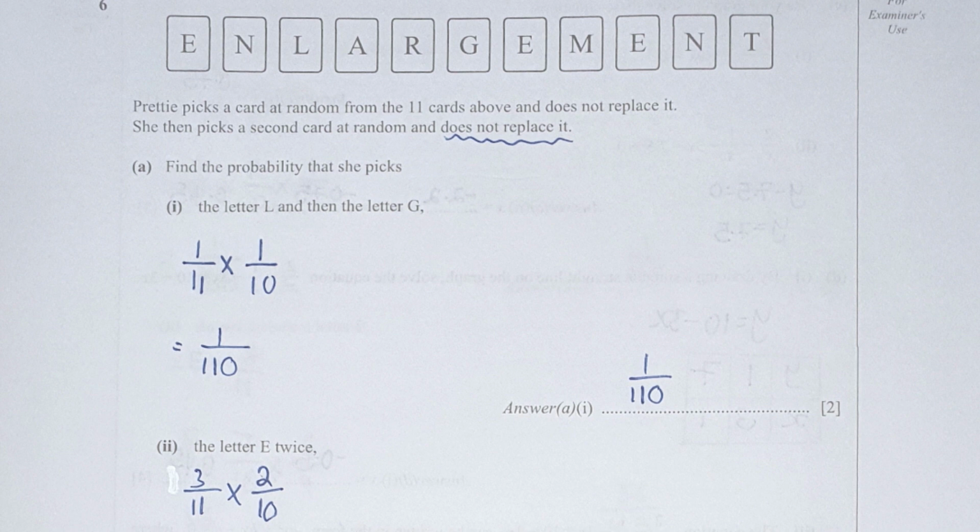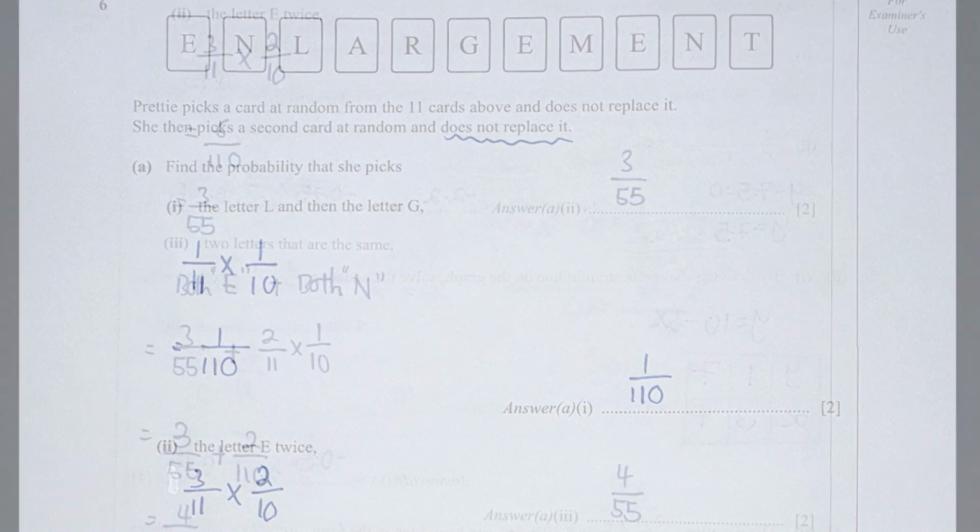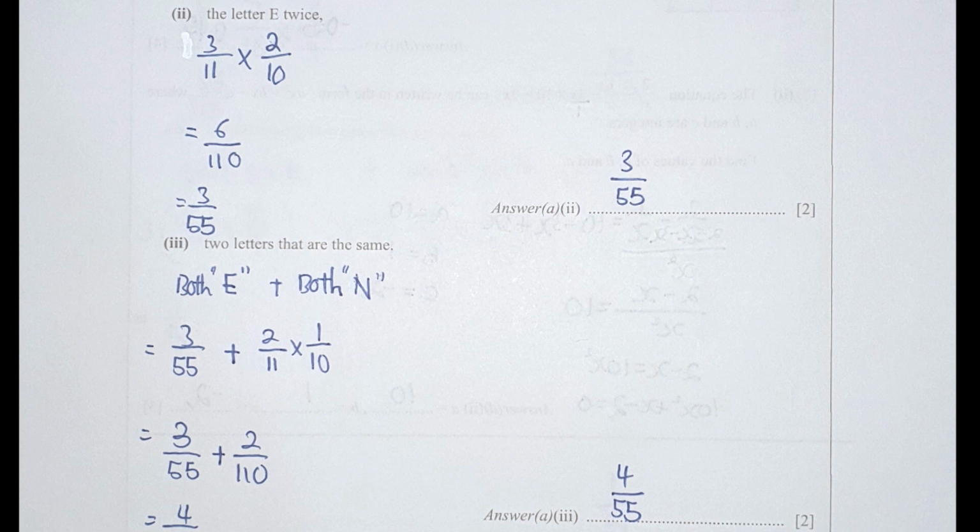Question 6. Keyword here is do not replace it. So for you to get L followed by a G, it is 1 over 11 multiplied by 1 over 10. So your final answer, 1 over 110. Letter E twice. So do take note that at the second draw, both the numerator and denominator will decrease. So 3 over 11 times 2 over 10 will get you 6 over 110. The simplest term of 6 over 110 will be 3 over 55.